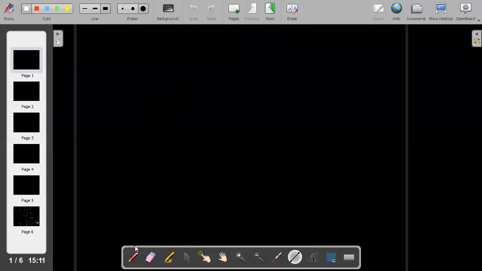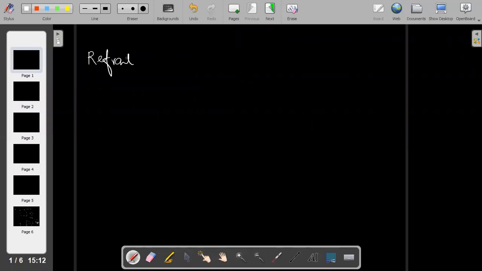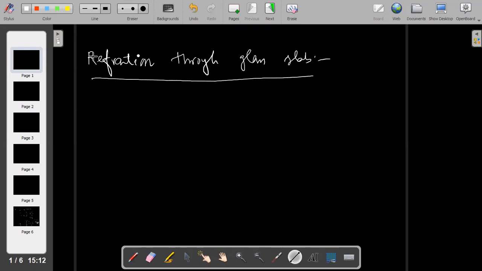Refraction through a glass slab. We wrote the heading already. This is in syllabus, yes, it is in syllabus. Refraction through glass slab is important. Already I have taken a glass slab.